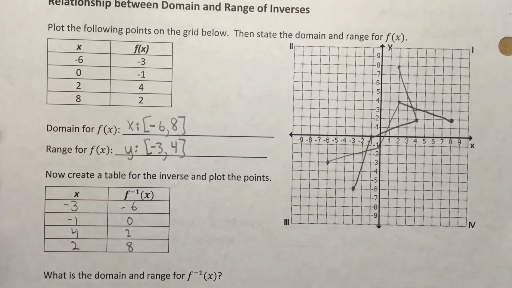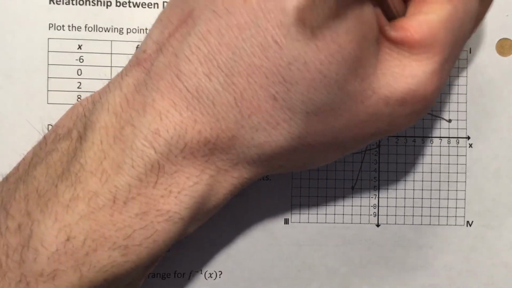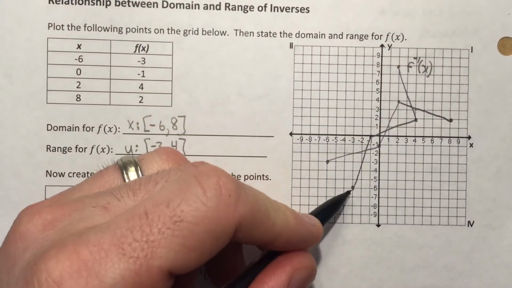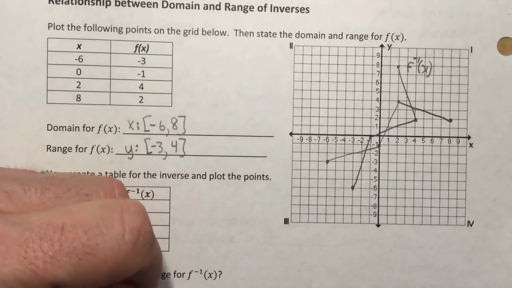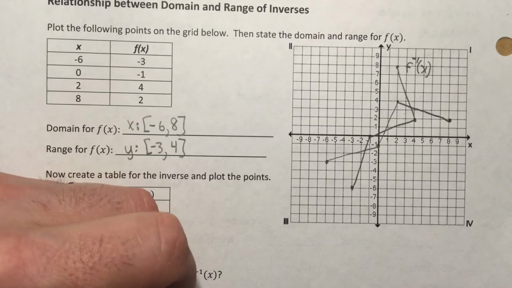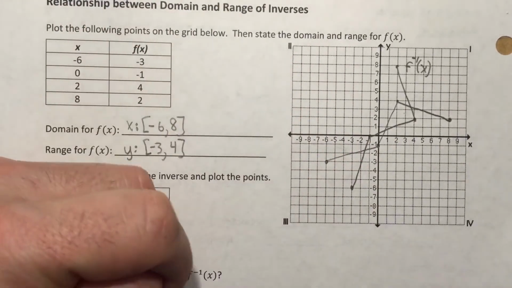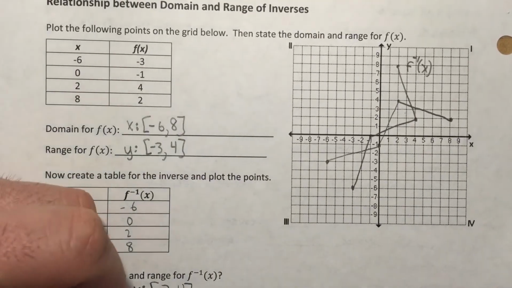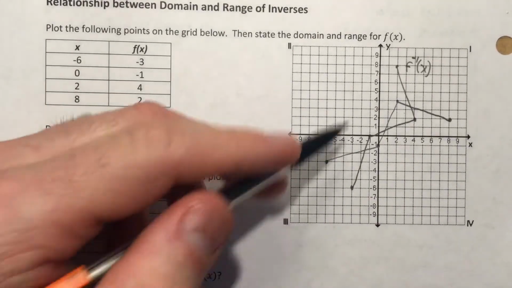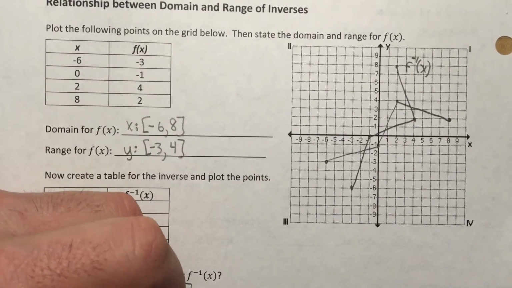And so our domain for the inverse, probably should have done it in a different color, but this is our inverse. If inverse of x is here, it goes left to -3 and touches -3. And it goes right to 4 and touches 4. Our range for the inverse goes down and touches -6 and goes up and touches 8.